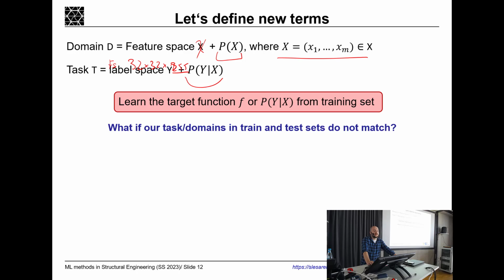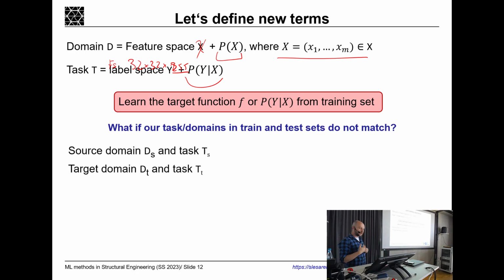But what if our task, domain, and the train and test sets do not match? Then we have a problem. It doesn't make sense anymore if our train set and test set have different domains and different tasks. We cannot use supervised learning. It's exactly what will happen if you take these numbers and try to apply them to these address flags from Google Street View. It will not work.